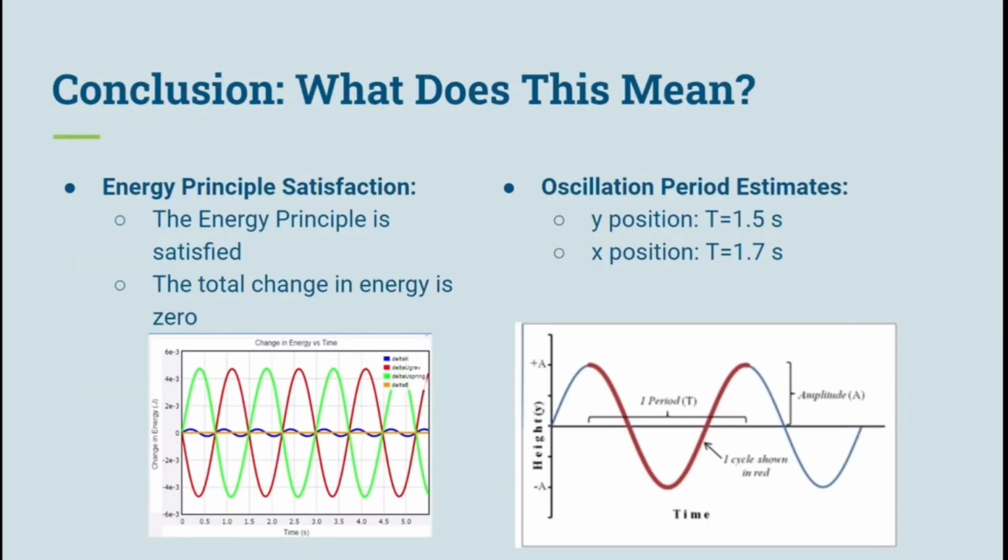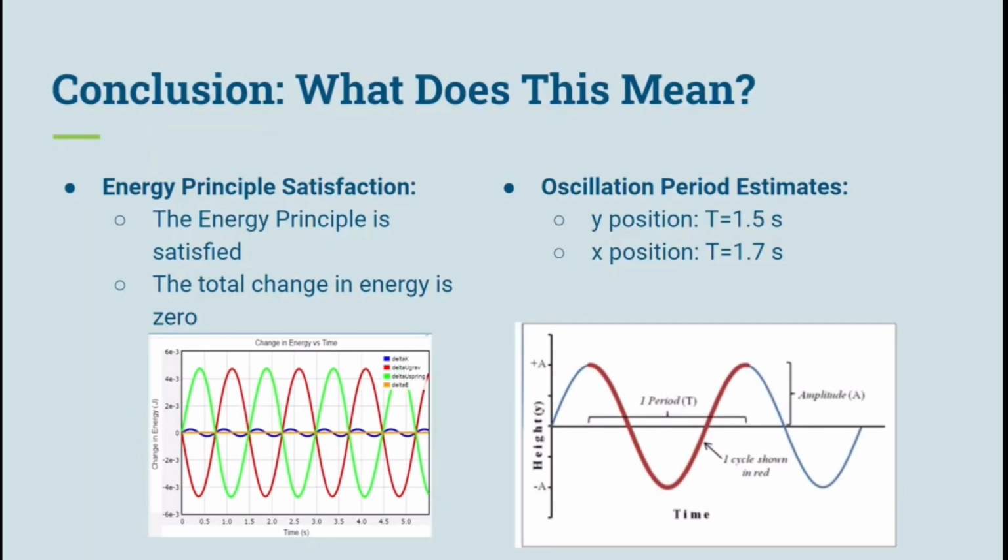Based on the results of the lab, the energy principle is satisfied. The energy principle states that no energy is created or destroyed but can be changed from one form to another. Since the total energy stays constant throughout, the principle is satisfied. In addition, since there was nothing in the surroundings, no work was done on the system, so the total energy was 0.